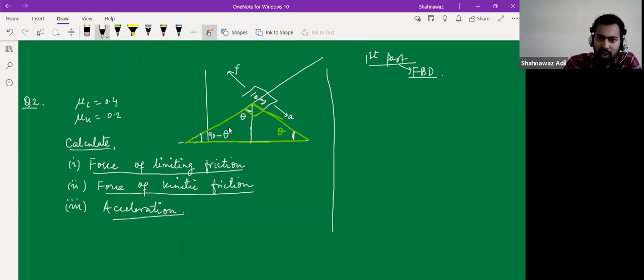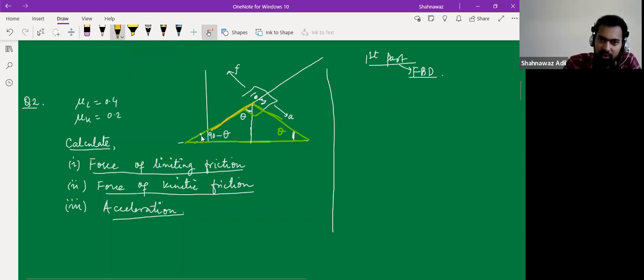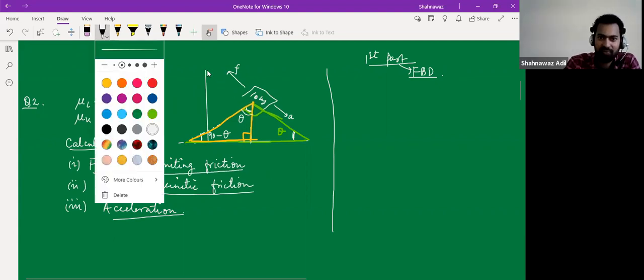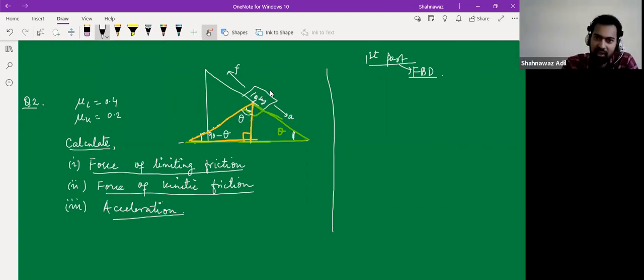Now just look at this triangle. This angle is 90 minus theta, this is 90, so how much will be this angle? I already wrote the answer. This will be theta, right? So this is how this angle is. This angle is theta.